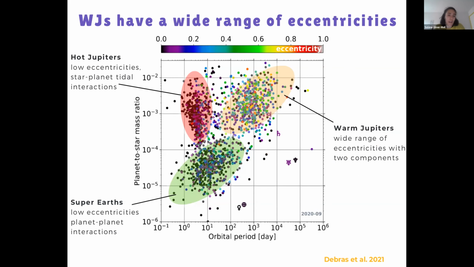And an interesting fact about this population is that they have a wide range of eccentricities. So you see in red the hot Jupiters, which have relatively low eccentricities, probably due to star-planet tidal interaction. And on the right side, you have the warm Jupiters, circled in orange, that cover a wide range of eccentricities. And it's still unclear how this kind of planet forms and evolves. For example, there could be a hot Jupiter in the midst of high eccentricity migration. And that's why we observe them with these highly eccentric orbits.